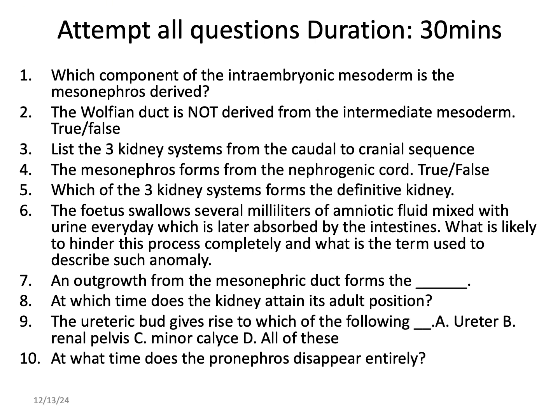Number three, list the three kidney systems from caudal to cranial sequence. The three kidney systems from the caudal to cranial sequence. It can also be turned upside down, and the question could be, list the three kidney systems from the cranial to caudal, which is the normal sequence you know. So this time around, it's rather from the caudal to the cranial.